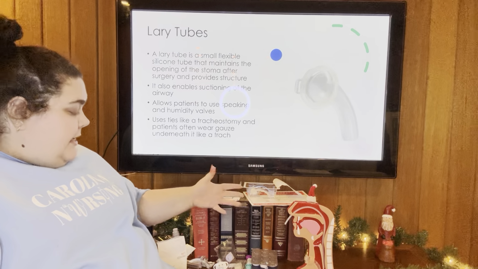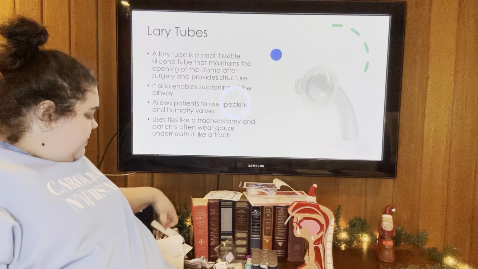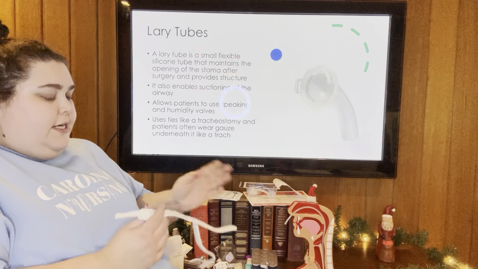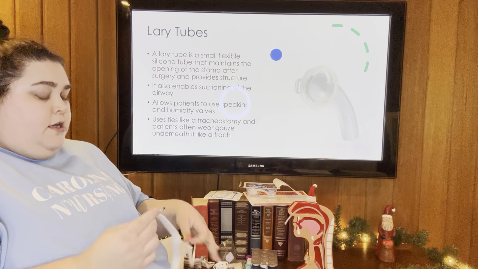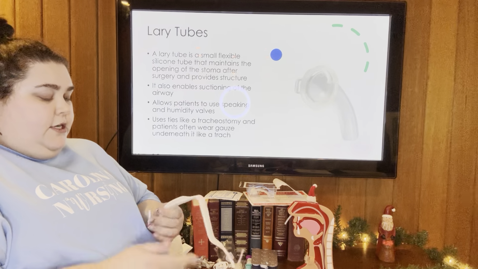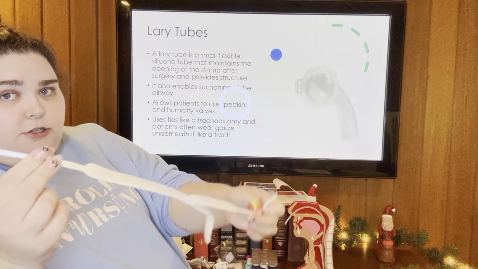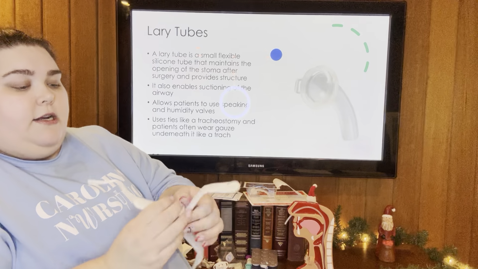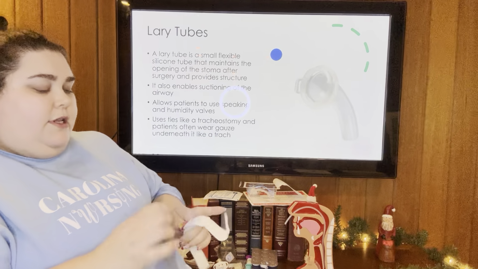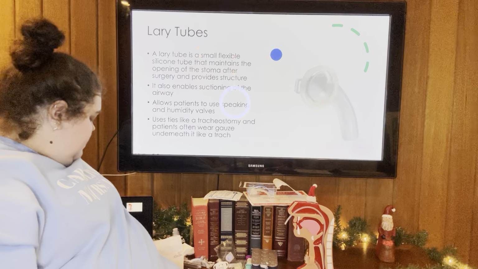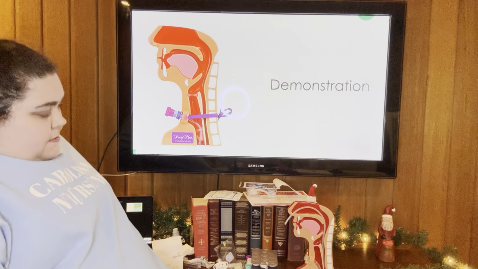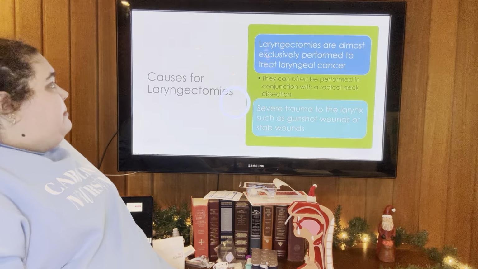So we also use ties like a tracheostomy to attach it to the neck. So these are the ties that kind of come from the laryngectomy or the Lary tube manufacturers. So you can see they're just normal trach ties. You can adjust them on the back here for the length around the neck. And so then we have our demonstration we just did as well.